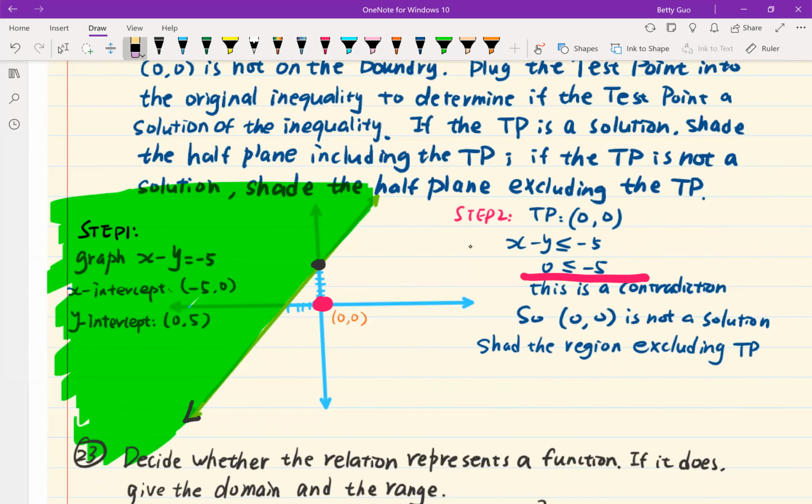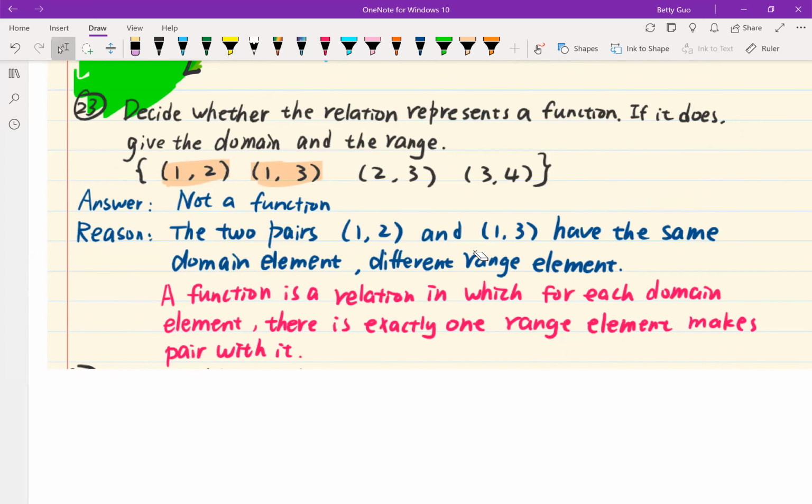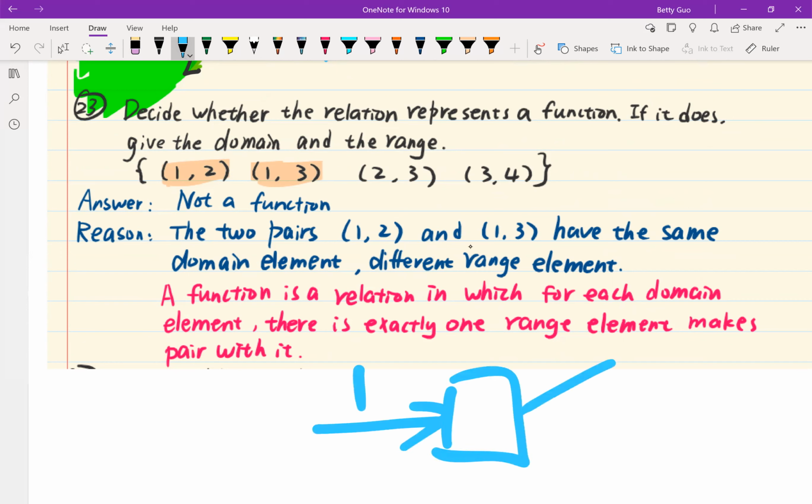Number 23, decide whether the relation is a function. In this relation, you can see the first 2 pairs have the same input, different outputs. Means for the same domain element 1, the machine produces 2 different outputs. So the given relation is not a function. A function only produces 1 output.